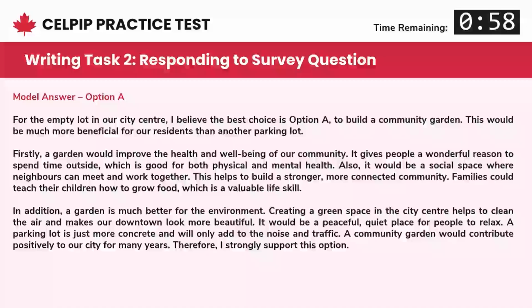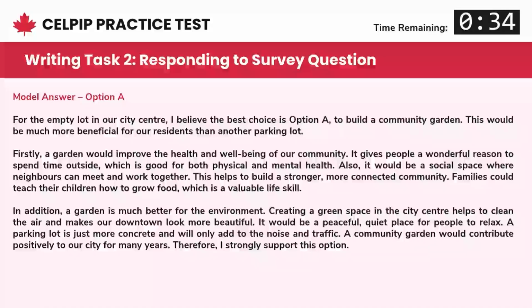This structure directly answers the question. The organization is excellent for this task. The introduction states the preference, followed by two body paragraphs. Each paragraph explains one main reason with supporting details. The response ends with a short, clear conclusion that restates the writer's position. The tone is polite and persuasive, which is perfect for a survey.